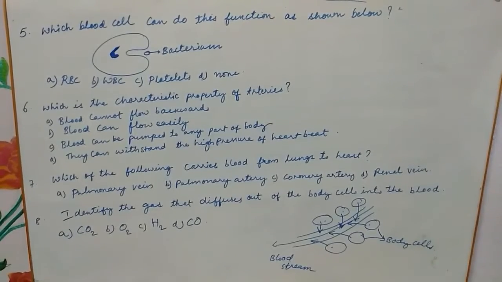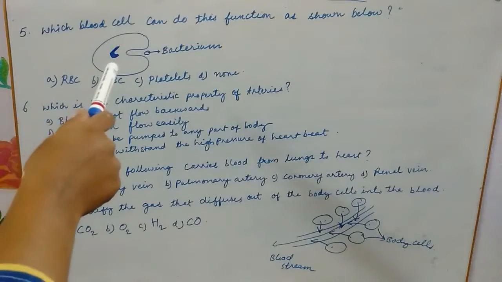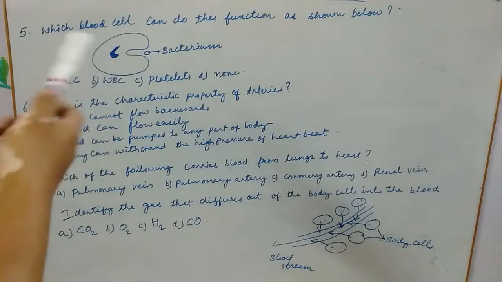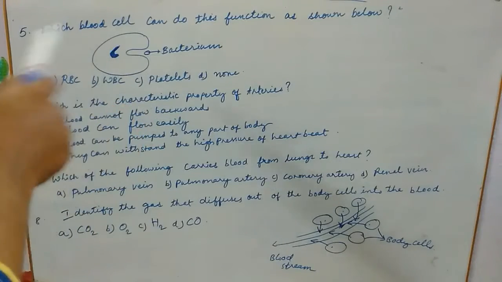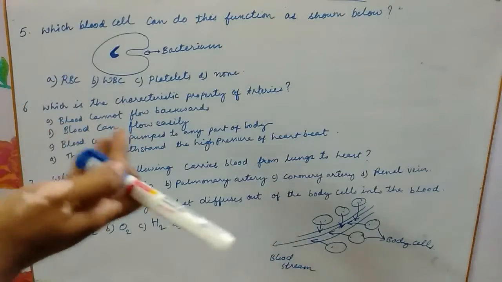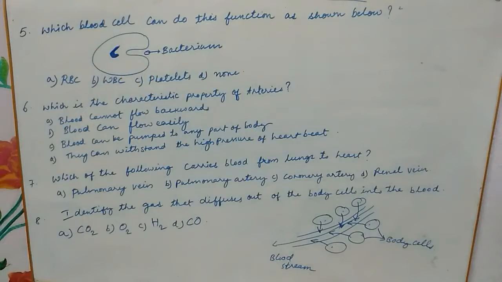So you can see here the fifth question, children. Which blood cell can do the function as shown below? Can you see there is one cell which is trying to engulf a foreign particle, like a pathogen, like a bacterium? Like an amoeba, it is engulfing the foreign object, a pathogen over here, a bacterium. So which blood cell does this function? A, RBC, B, WBC, C, platelets, and D, none.